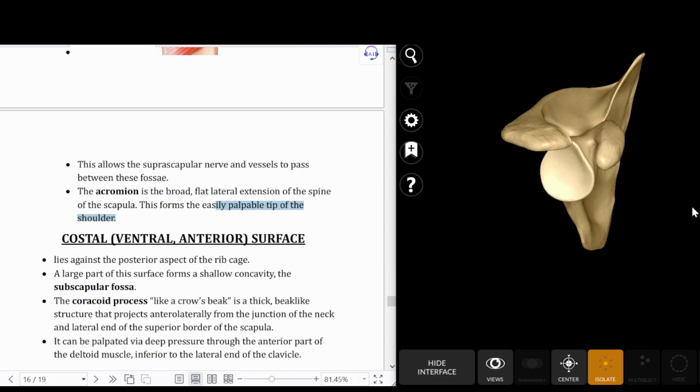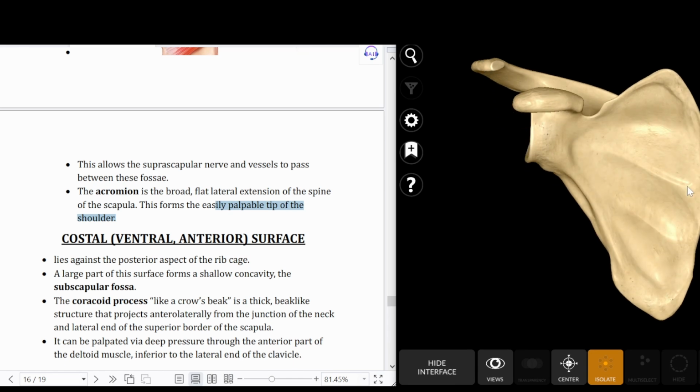Now the costal surface, if we come towards the costal surface, which is facing the posterior chest wall, lies against the posterior aspect of the rib cage. A large part of this surface forms a shallow concavity which is known as the subscapular fossa. So this is your subscapular fossa.